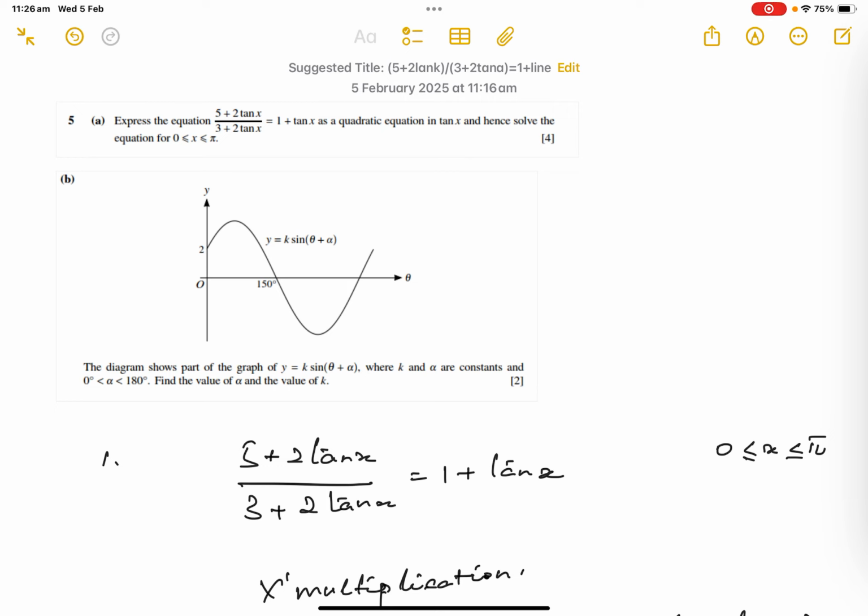It's from Cambridge International. Express the equation (5 + 2 tan x)/(3 + 2 tan x) = 1 + tan x as a quadratic equation in tan x, and hence solve the equation for x between 0 and pi. Let's deal with part A.